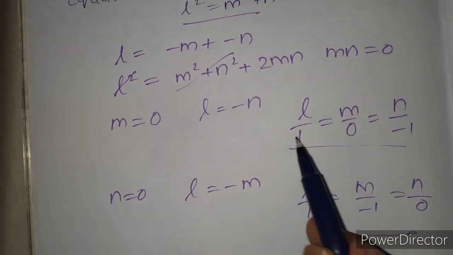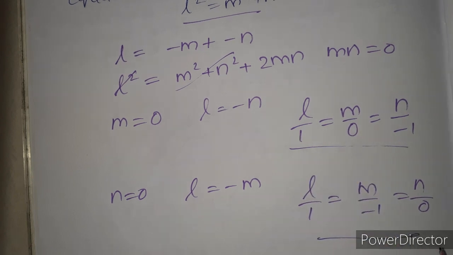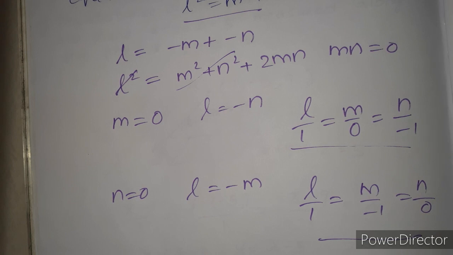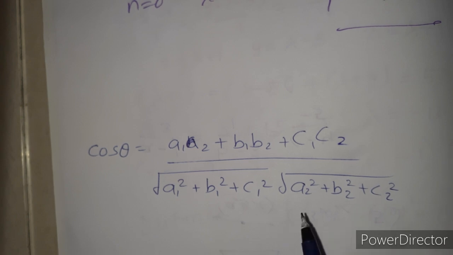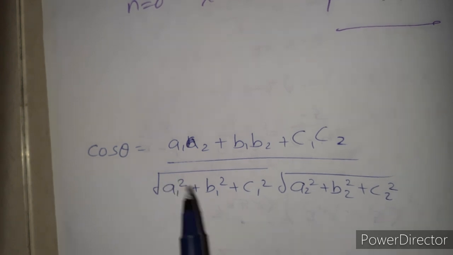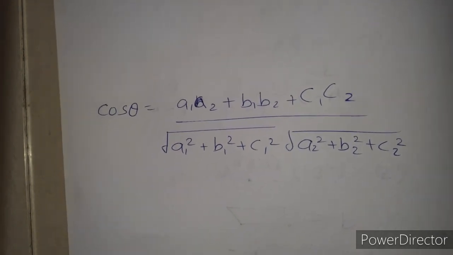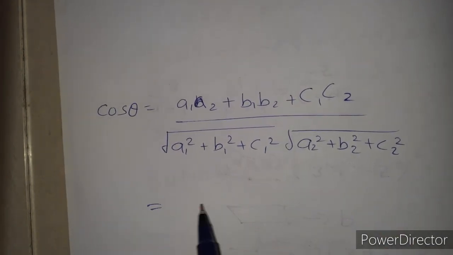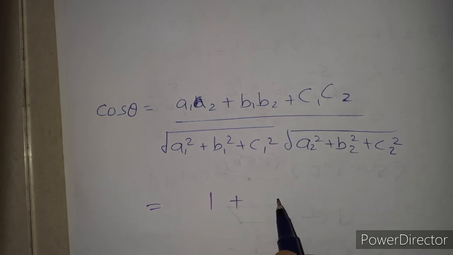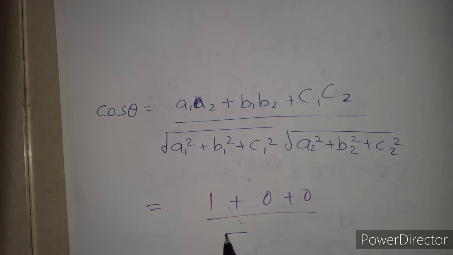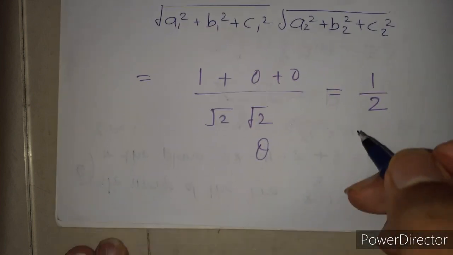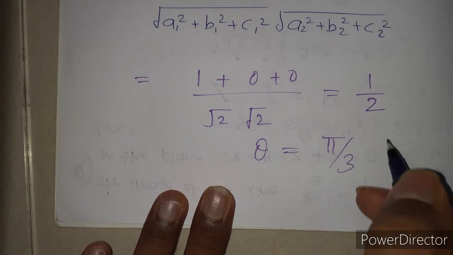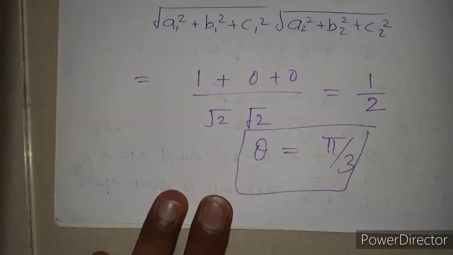So we have the direction ratios of the first line and second line, and now we need to find the angle between the two lines with the given DCs. And we know the formula with given direction ratios a1 b1 c1 and a2 b2 c2, the angle between them is cos theta is equal to a1 a2 plus b1 b2 plus c1 c2. So if we do it, 1 plus 0 plus 0 by root 2 into root 2. So 1 by 2, so cos theta is 1 by 2. So theta must be pi by 3, 60 degrees. This is the angle between those lines.